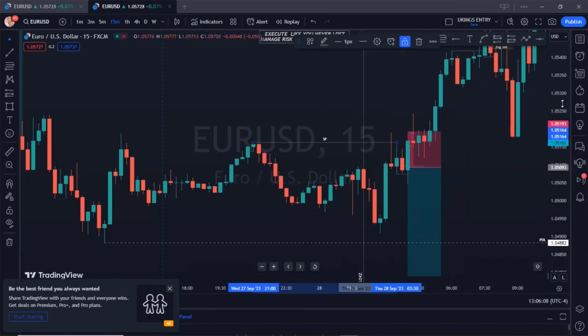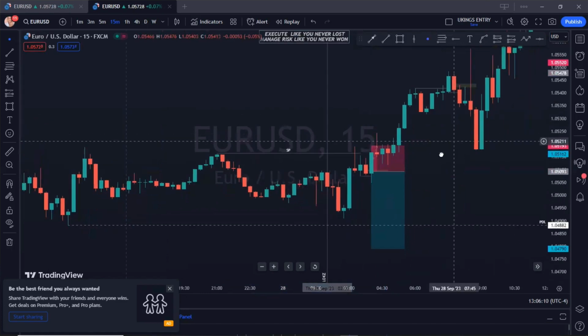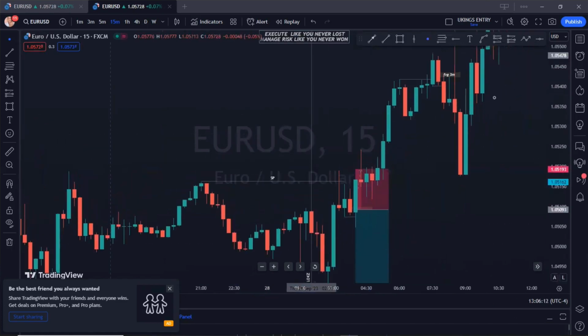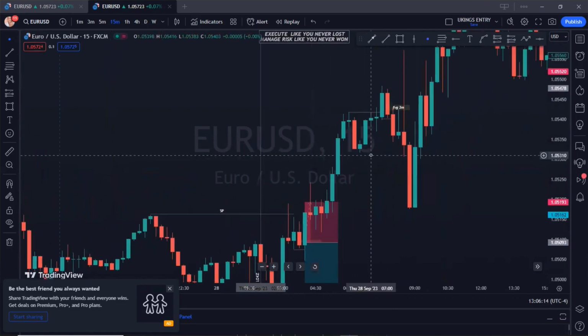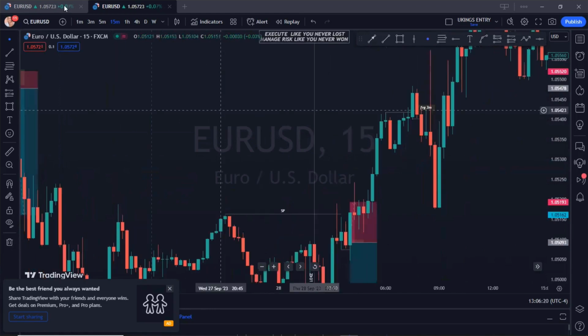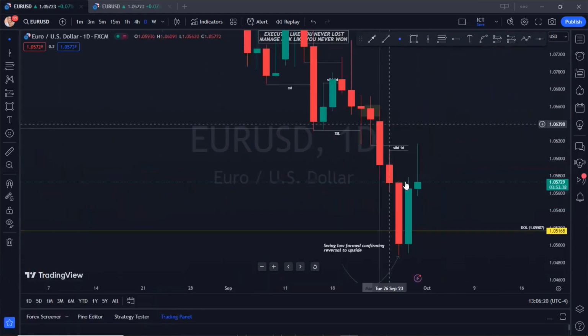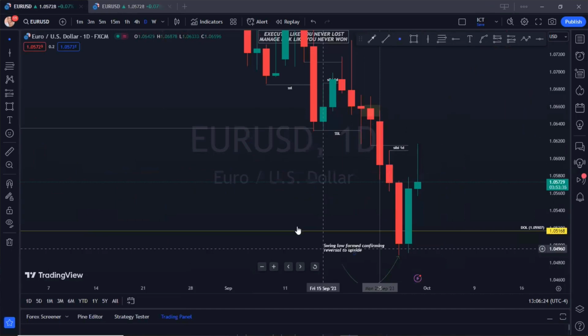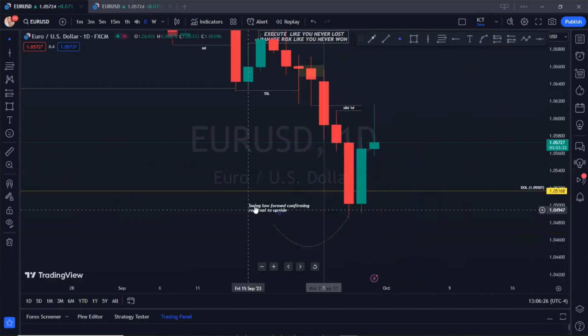So I have to punish myself. I didn't trade again, regardless. I didn't trade again for that day, and price actually delivered without me. There was another entry, but I didn't take it. It's none of my business. Okay, so price went up on Thursday, taking out the previous day high. So you can see on Friday, swing low formed, confirming reversal to the upside.